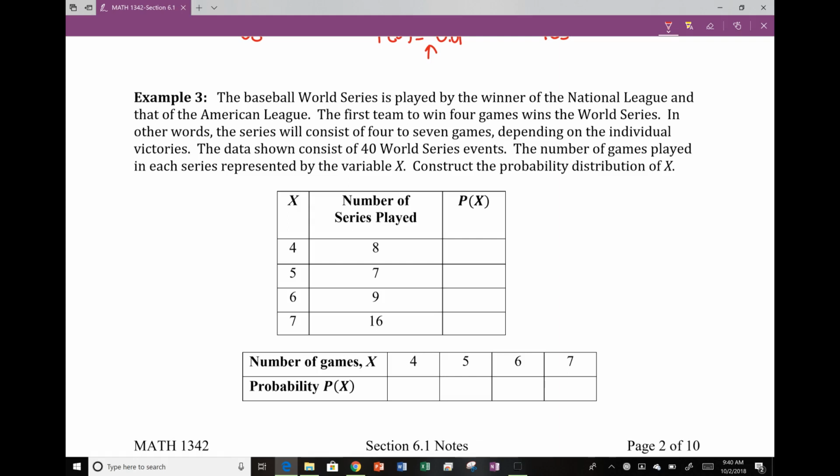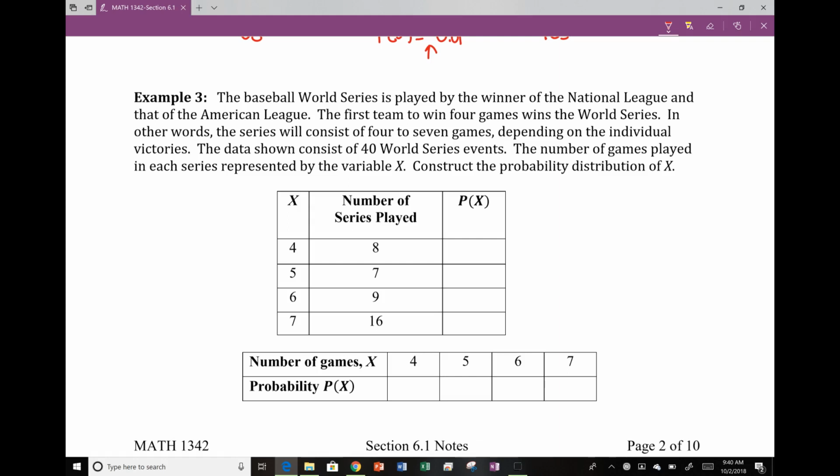Here are the number of series that played 4 games. So 8 years we only played 4 games in the World Series. 7 years, only 5 games were played. 9 years, 6 games were played. And 16 of the 40 years, we had to play all 7 games.